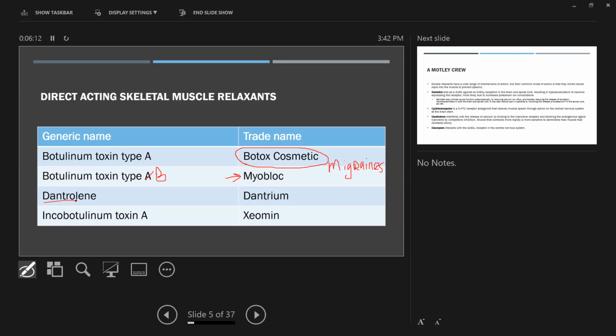Dantrolene is a drug all of you have to be familiar with. Dantrolene is used if the anesthesia causes malignant hyperthermia. Dantrolene is a treatment for that. So every single unit, surgical unit, whatever unit that uses anesthesia or uses succinylcholine, we use dantrolene. And then incobotulinumtoxinA, a relatively newer drug, that's Xeomin.